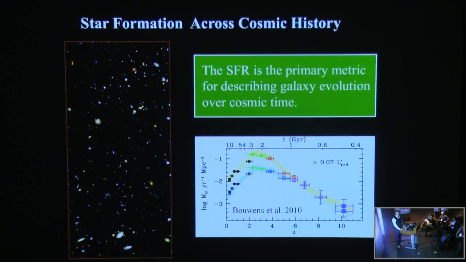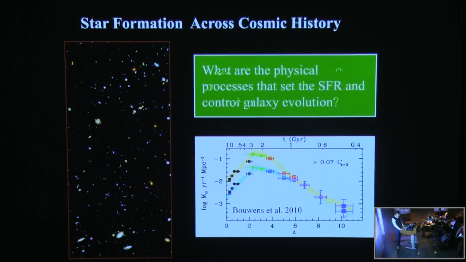We want to do that because the SFR is the primary metric for describing galaxy evolution through cosmic time, as you can see on this fairly famous diagram of star formation rate volume density as a function of z. So if we want to understand galaxy evolution as well as star formation, we need to understand what physical processes set the star formation rate and how they control galaxy evolution.